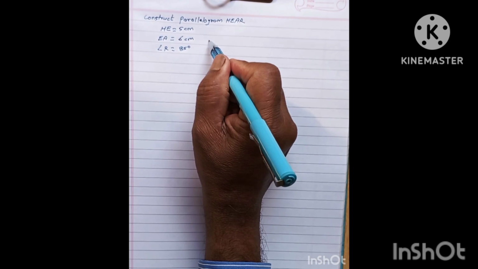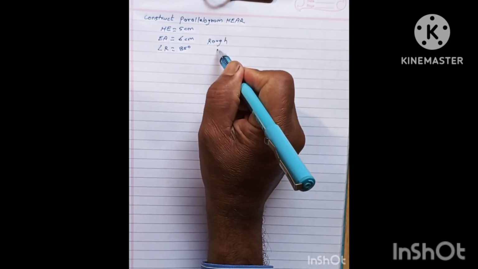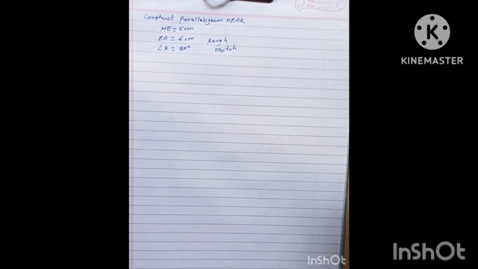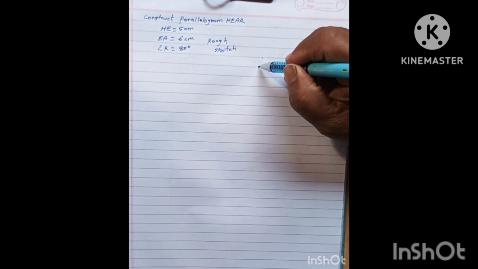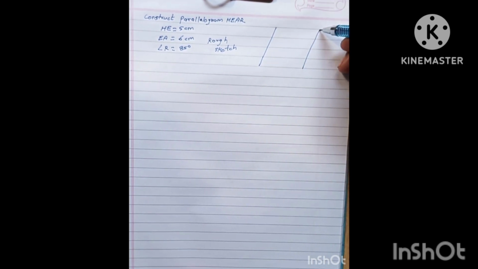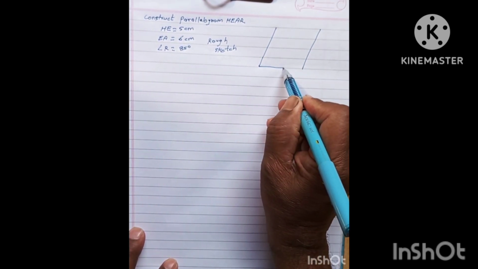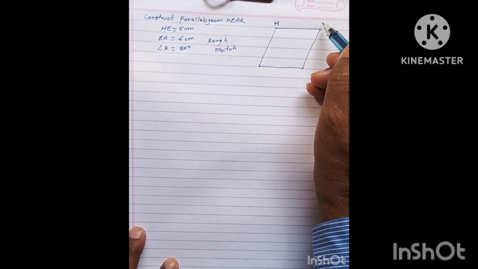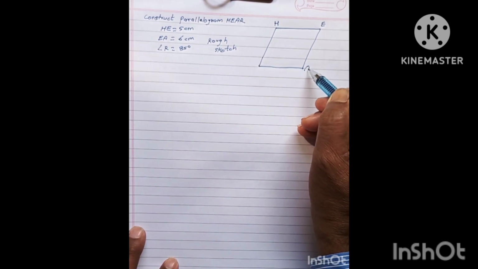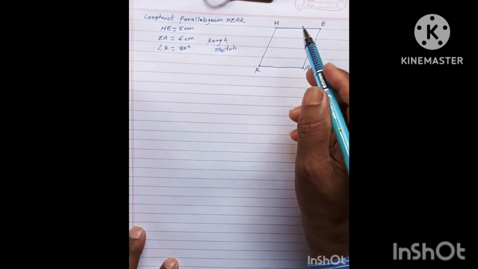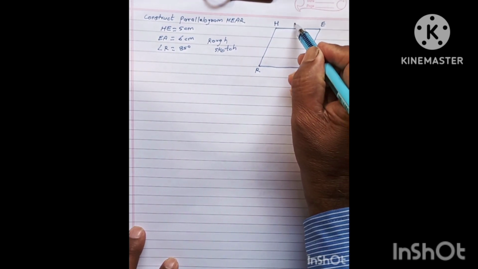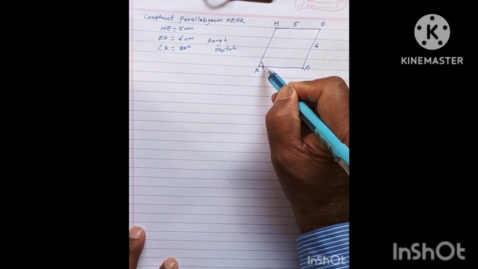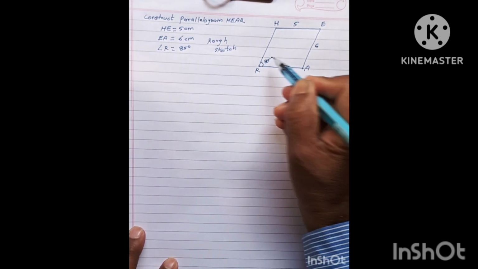Yes, then draw a rough sketch. See that you are drawing the rough sketch taking into consideration that it is a parallelogram. So you draw keeping in mind the properties of a parallelogram. Okay, that will help you in drawing the actual construction. HEAR, HE is 5 centimeters, EA is 6, and angle R is 85. Okay, write down as it is.